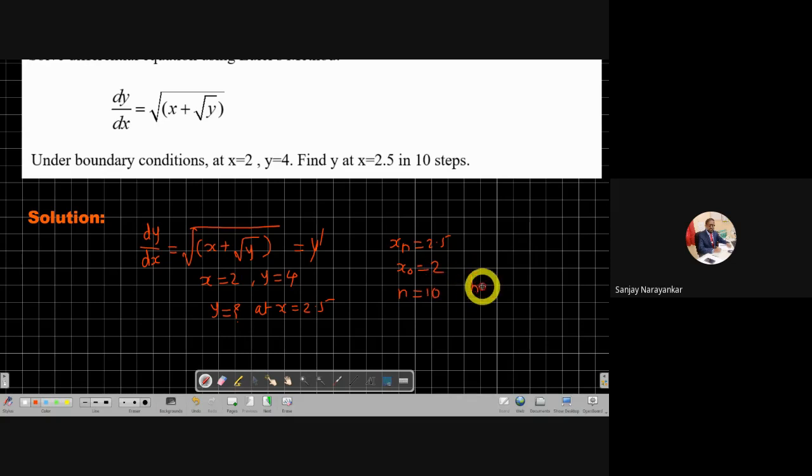Can you find out h then? xn minus x0 upon n. So 0.05, correct. You got h. Yes, fine, sir.